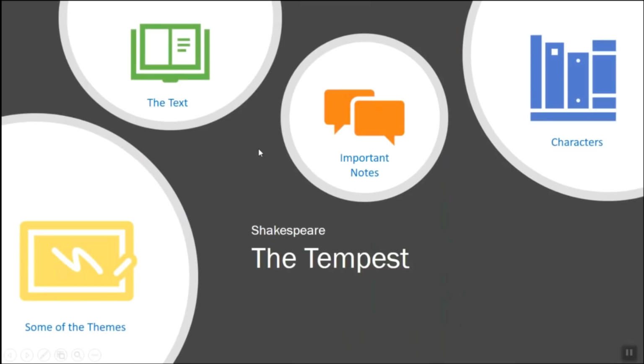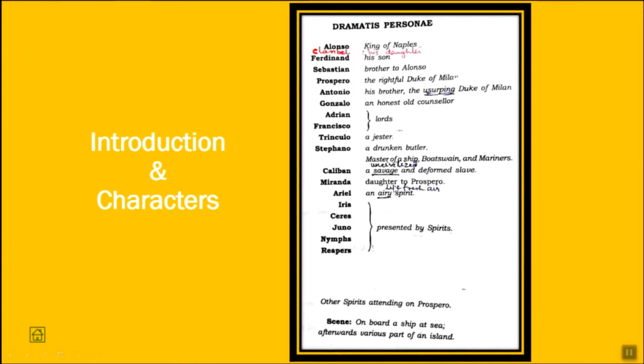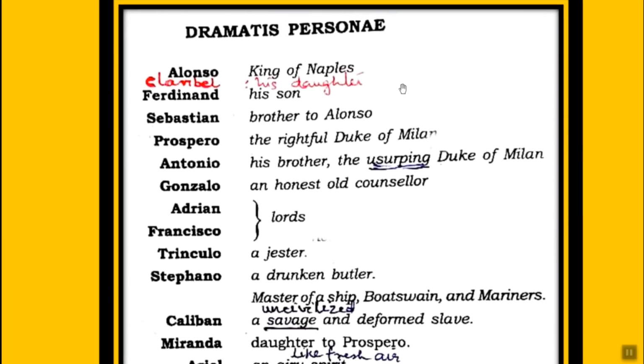Now we have done the background as well as the themes. Now just a quick revision of the characters. Though we have already done this earlier, the character list is first Alonso, who is the king of Naples, followed by Ferdinand, his son, Sebastian, who is the brother of Alonso, Prospero, the rightful Duke of Milan, Antonio, Prospero's brother, the usurping Duke of Milan, Gonzalo, an honest old counselor.